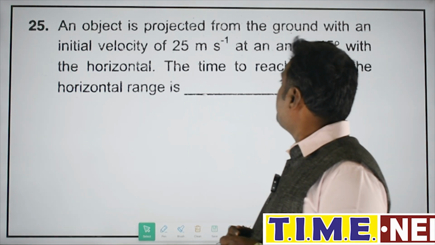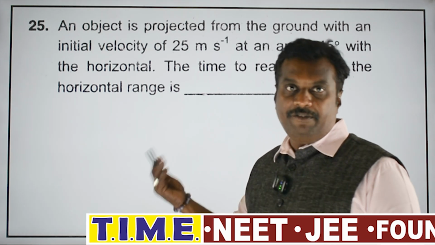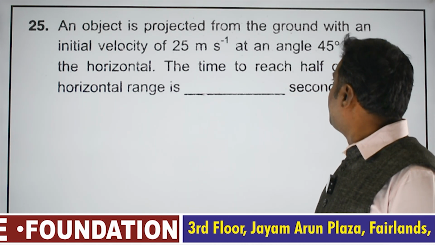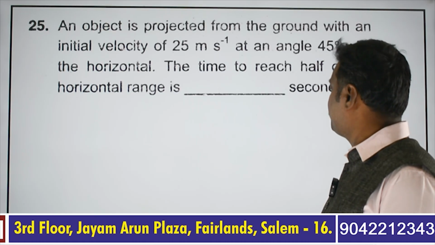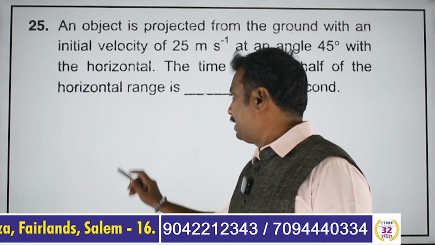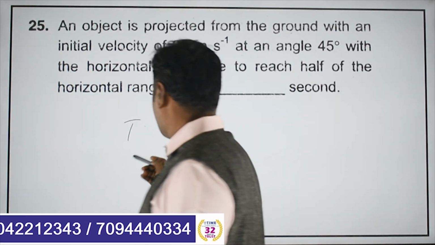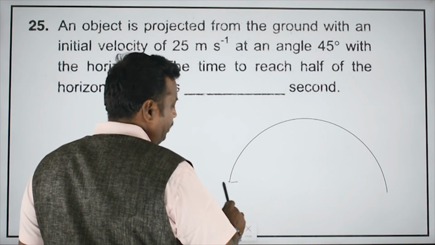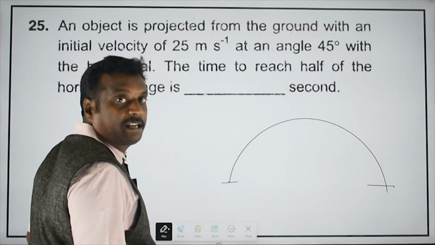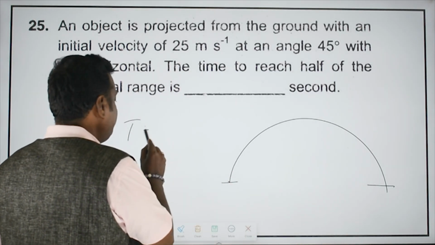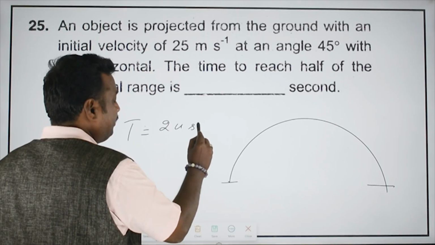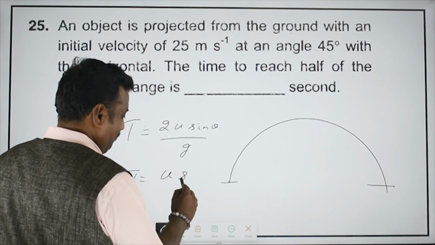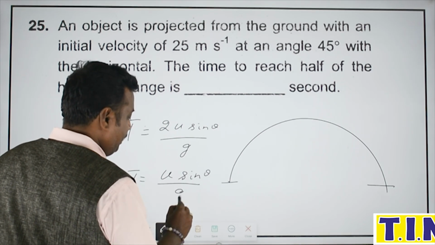A particle is projected from the ground with an initial velocity of 25 meter per second at an angle of 45 degree with the horizontal. The time to reach half the horizontal range in seconds is asked. So what exactly are they asking? Half. Let me draw a diagram. This is your time of flight, from this point to this point. They are asking only for half of it. So what is the equation for time of flight? 2u sin theta by g. Half of it is t equal to u sin theta by g, right?